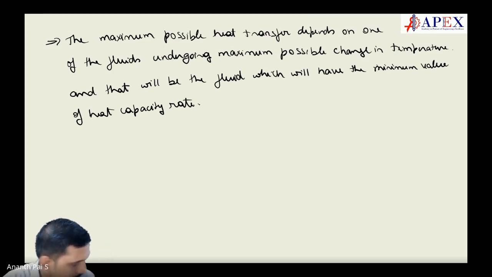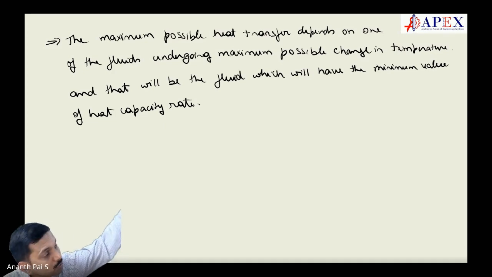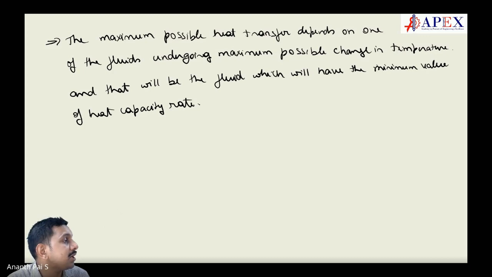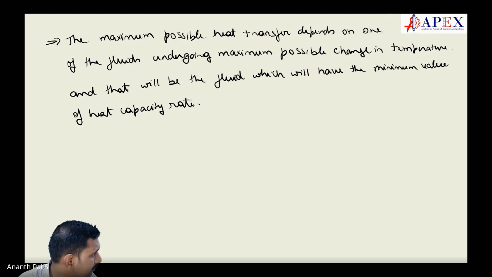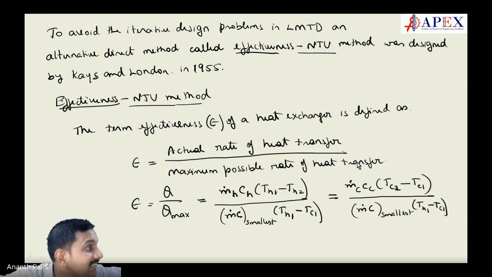Understood that? You may say, sir, m dot c high will give a higher value, but no. The maximum possible is when the cold fluid or the hot fluid has the maximum change. Which has the maximum change? The one which has the lowest m dot c. So it has to go from one to the other, is it not? When will it have maximum possible change? When it is big enough. We have selected a cold fluid and a hot fluid. Maximum possible change is when it is infinitely big. So actually we are comparing an infinitely big heat exchanger and our heat exchanger. Maximum possible heat transfer is when the heat exchanger is infinitely big.